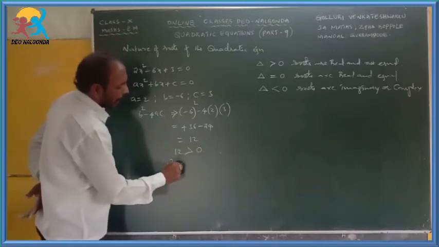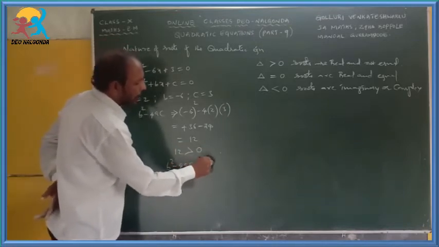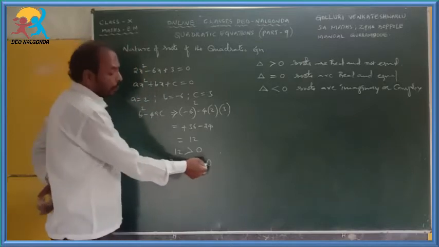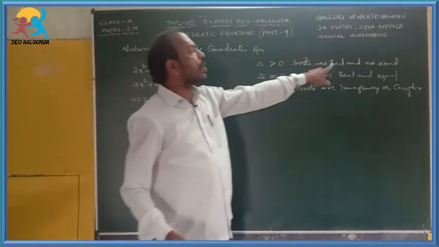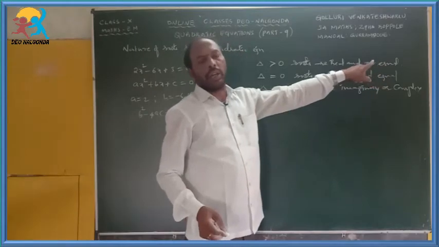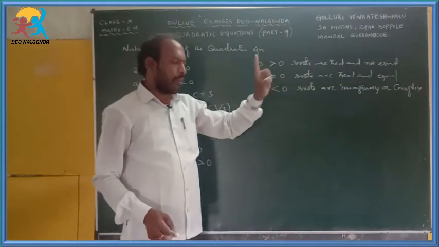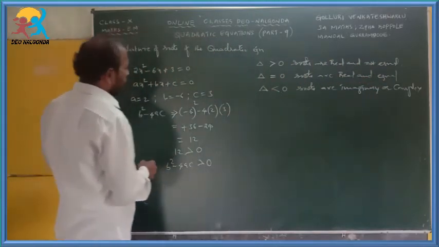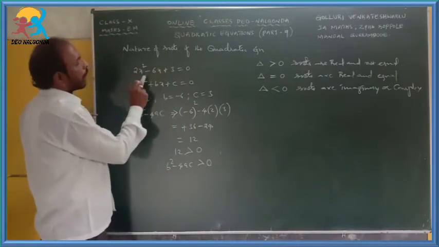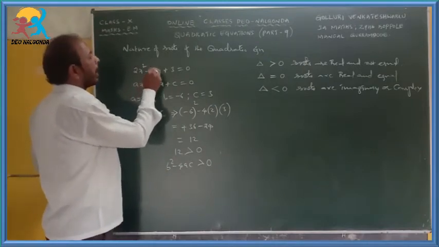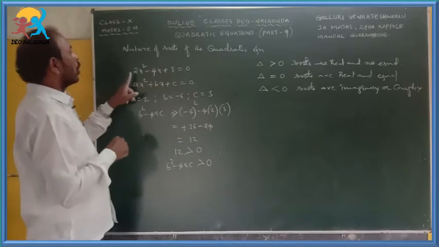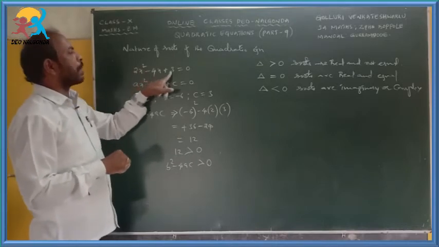B square minus 4AC is greater than 0 means roots are real and not equal. Real and not equal. Where in case, for example, nana, here I am taking B value 4. So 2x square minus 4x plus 3 equal to 0.